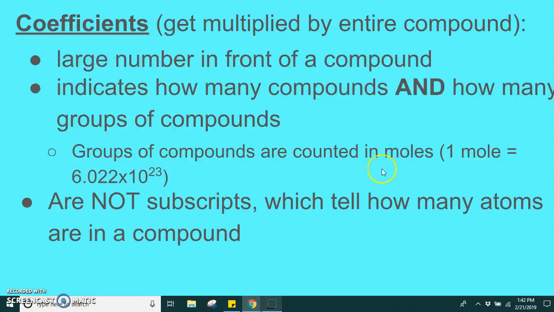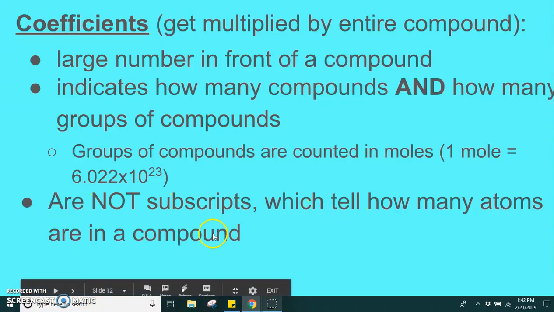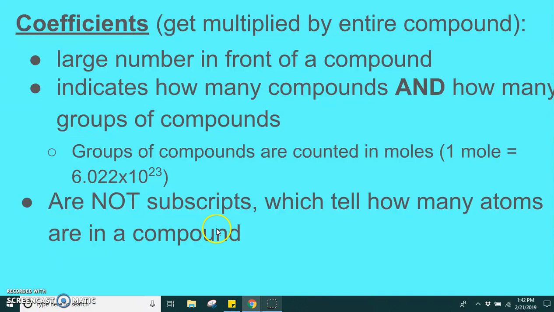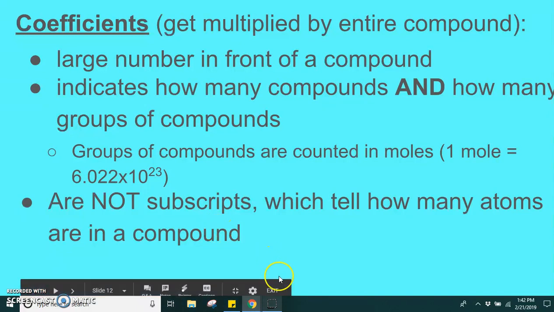And that number tells you moles, which is going to be very important for our next unit. Having a balanced chemical equation is what you need to do stoichiometry, which is relating to moles, the amounts of reactants and products. So the coefficient just tells you moles, but they are not subscripts. Subscripts tell you how many atoms there are within that compound. The coefficient in front tells you how many of that compound you have.